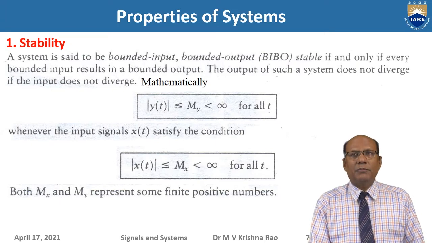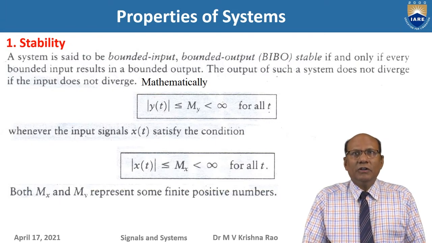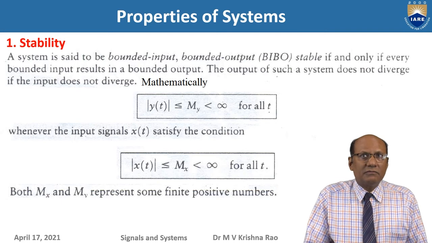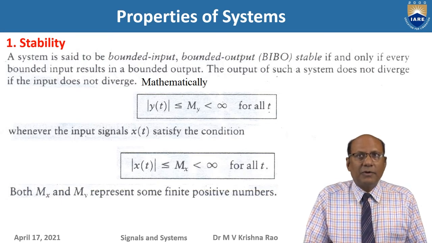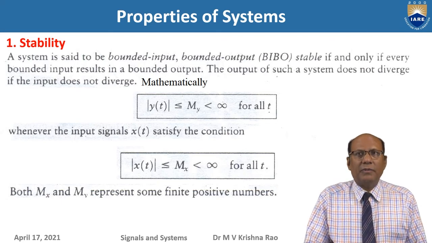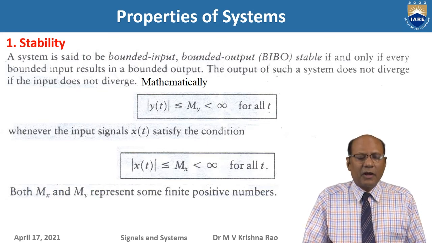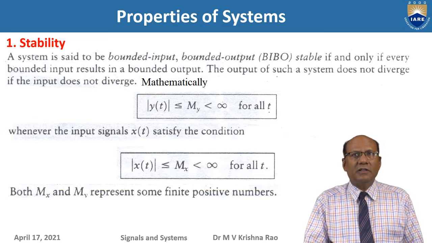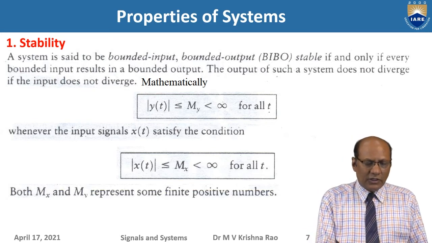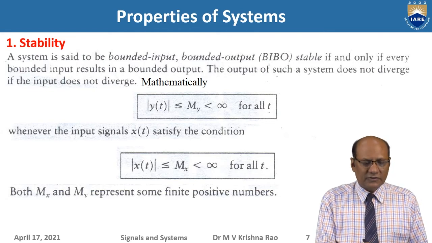Now let us talk about the properties of the systems. There are many properties, and based on these properties, we can classify the system. By studying the properties of a system, we can classify the systems. So basically this is nothing but the classification of systems. Now let us talk about the stability of a system.